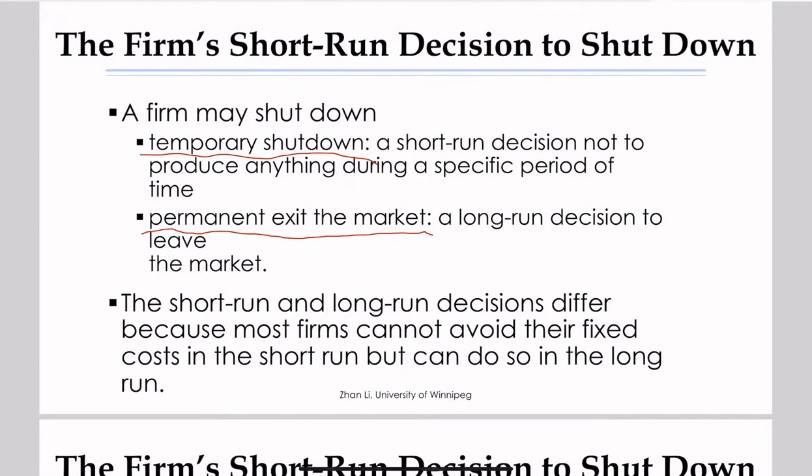But in the long run, this will be different. In the long run, there won't be any fixed costs. Any costs will become variable, right? If you had built a factory, in the short run, it's a fixed cost. But in the long run, it will become a variable cost because you can sell this factory if you decide to exit the market.